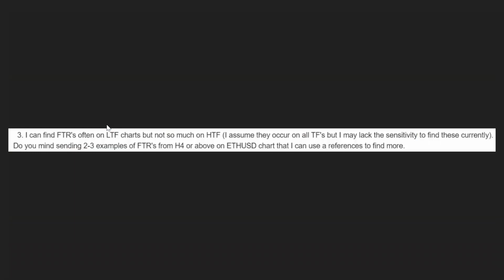So I can find FTRs often on low time frame charts, but not so much on the higher time frames. I assume they occur on all time frames, but I may lack the sensitivity to find these currently. Do you mind sending 2 to 3 examples of FTRs from H4 or above on FUSD chart that I can use as references to find more?